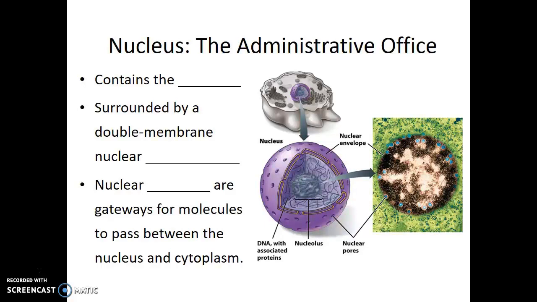Now, the reason why the nucleus is the administrative office is because this is where the genetic material is. This genetic material not only tells the cell what proteins to make, it also tells the cell when to make those proteins and how much of those proteins to make. So it sets the production schedule. The reason why it's able to do this is because it contains the DNA, the genetic material.